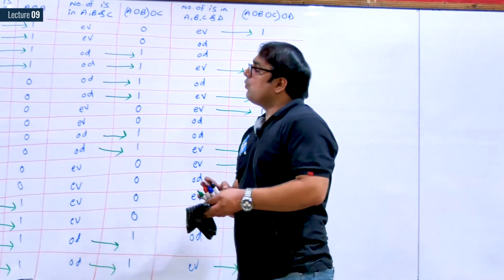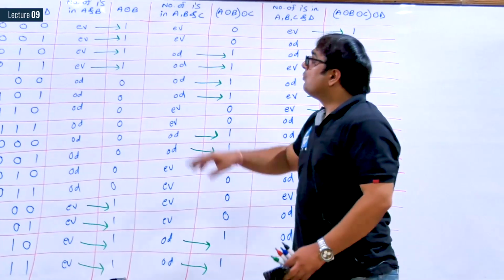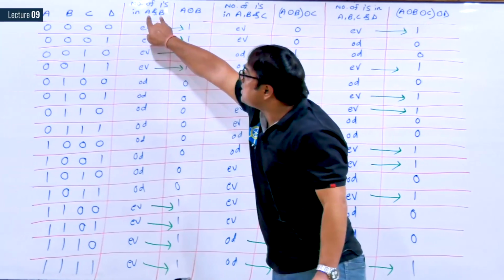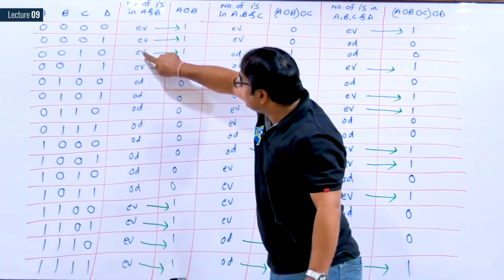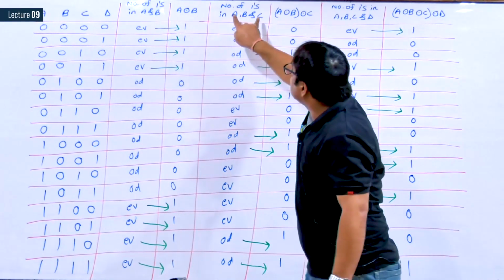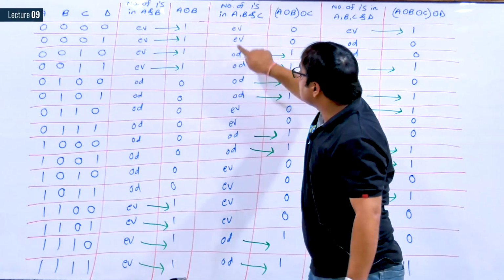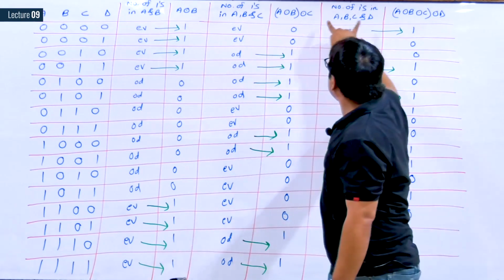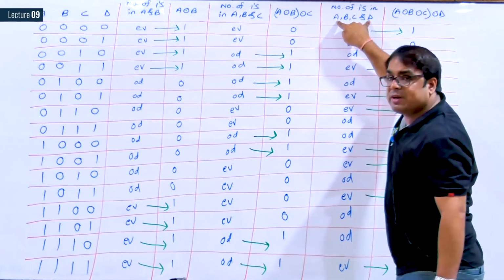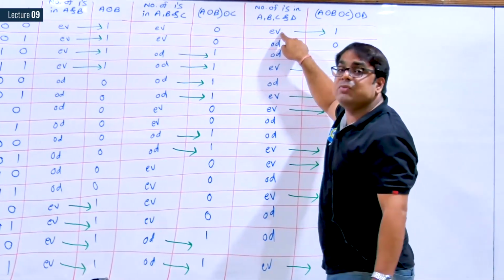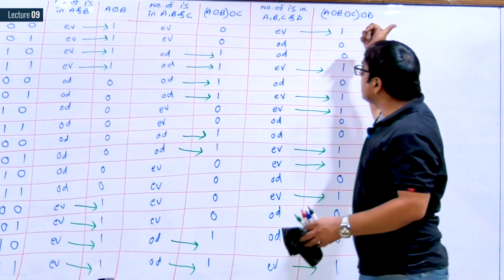So, what we can conclude: when the number of inputs is even, it is detecting even; when the number of inputs is odd, it is detecting odd. When the number of inputs is back to even, it is detecting even. So, what is the conclusion?